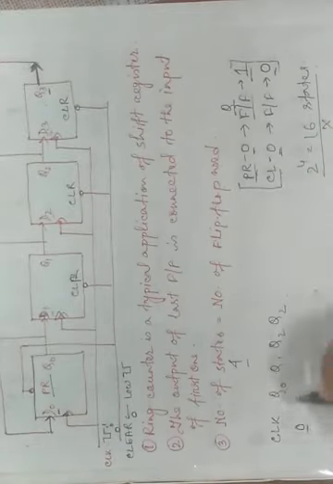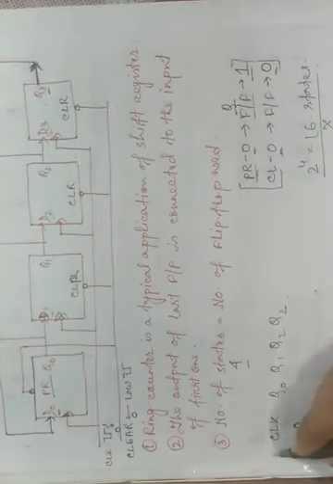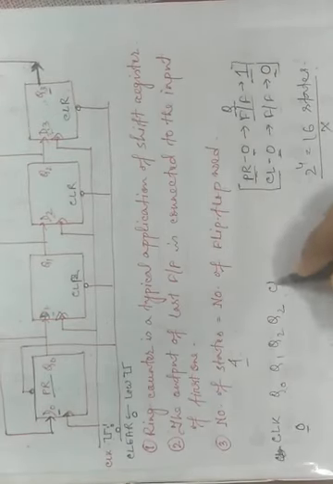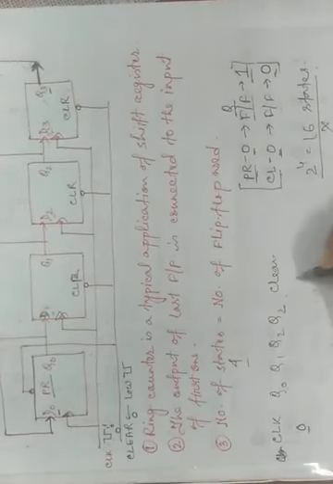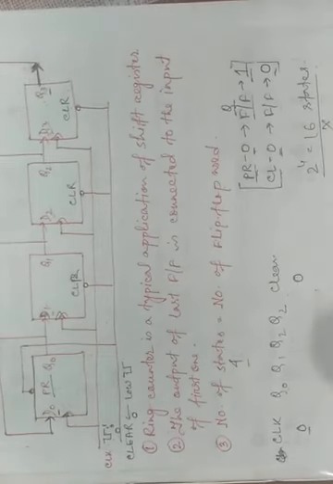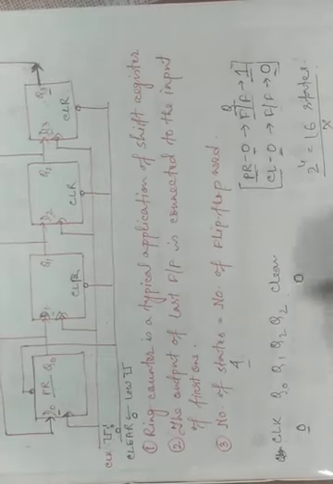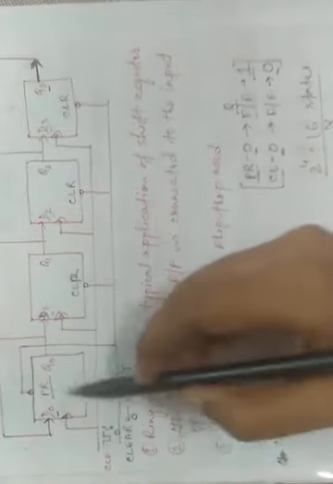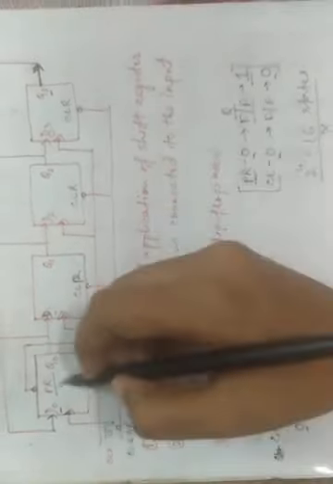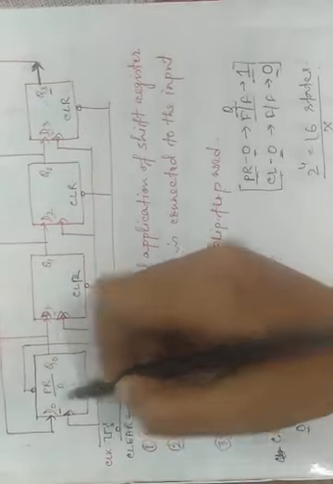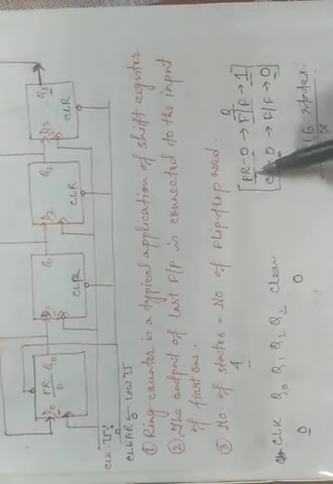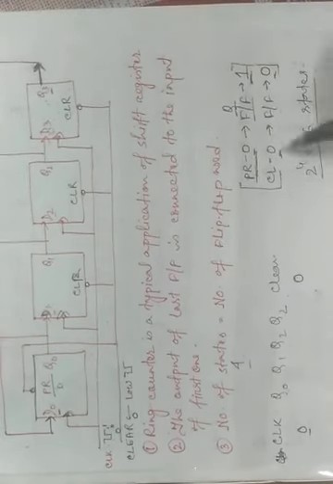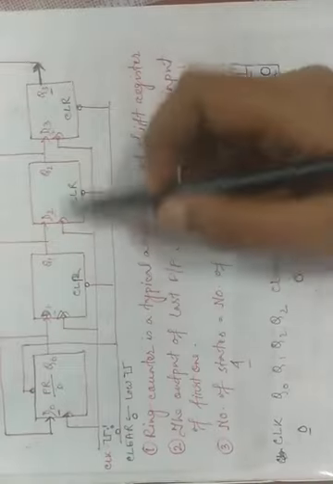When the clock is 0, we apply clear. Clear is 0 at the first clock pulse. So when clear is 0, you see that the preset value goes as 0. We know that for preset equal to 0, Q0 equals 1, and for the clock 0, the others are 0.